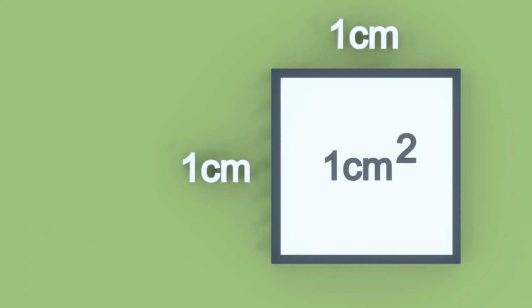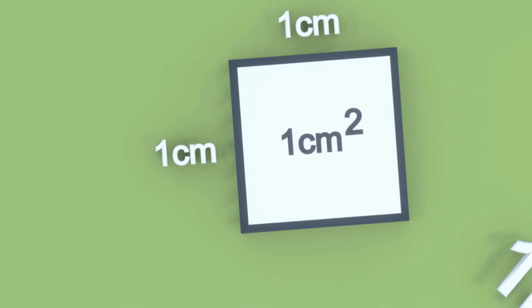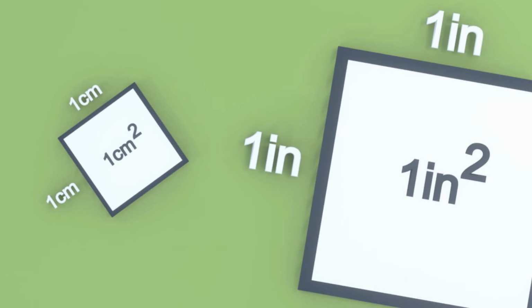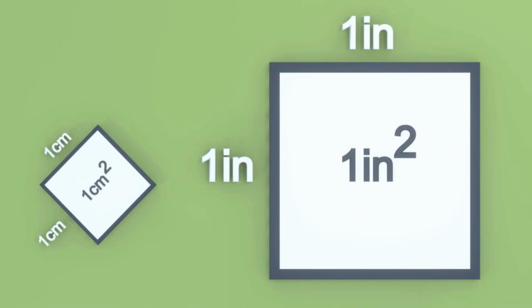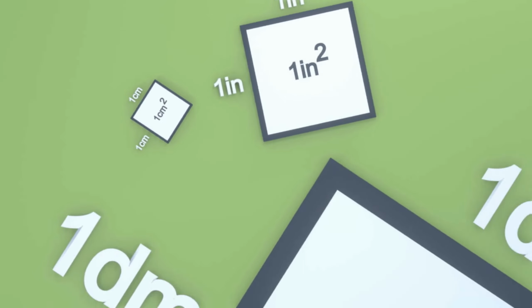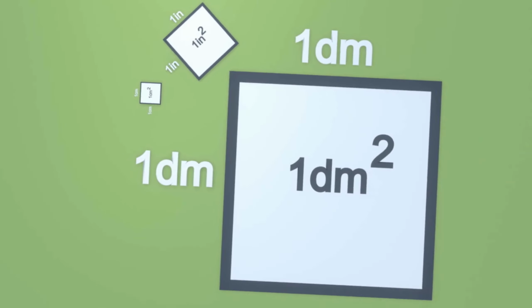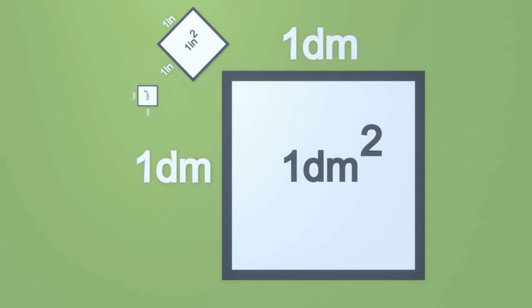If each side of our little square is a centimetre long, then this is called a square centimetre, and the symbol is centimetres with a little 2 above it. If each side of our little square is an inch long, then this is called a square inch. If each side of our square is a decimetre long, then this is called a square decimetre. And it's important to realise that a square decimetre, a square metre, a square centimetre, and so on are actually all real things. You can cut them out of cardboard and use them to measure how big something is.